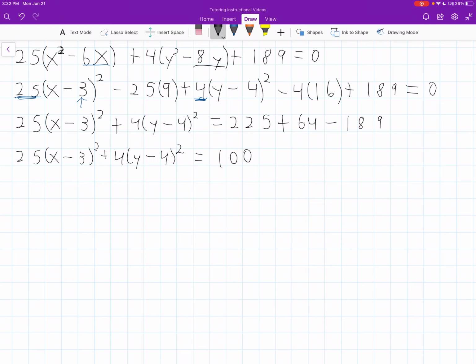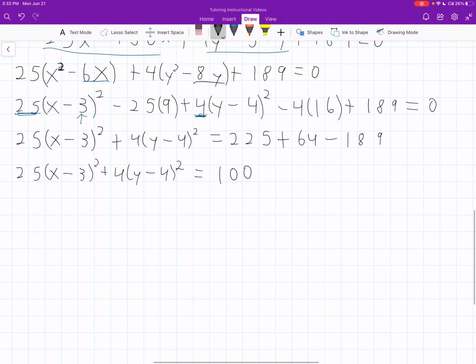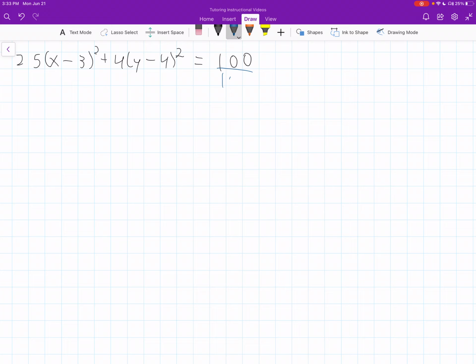What do we have to do here? Well, we probably want to divide by the 100, right? So we just have 1 on the right, as our general form up top suggests. So let's do that. Divide everything by 100, which we're allowed to do. That doesn't change the equation. All right, so 25 over 100, that's just 1 over 4 if I do the reduction. And then 4 over 100 is 1 over 25 on the bottom.